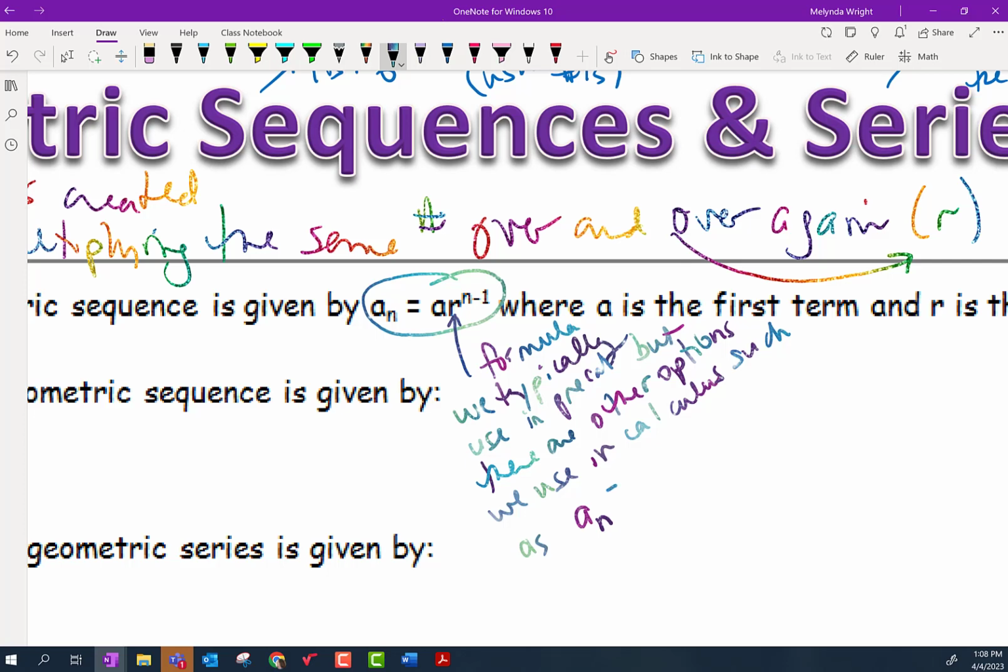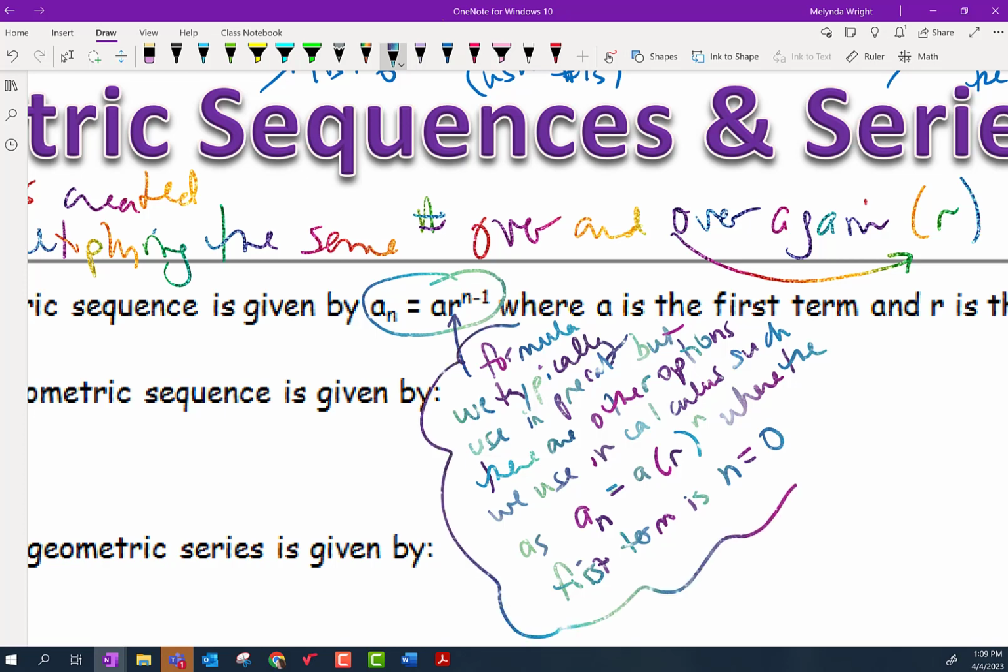a sub n equals a times r to the n, where the first term is starting with n equals 0. That's just something to note, so that you're aware. In this course we're going to use the formula a sub n equals a times r to the n minus 1, but it's not the only one possible. Actually, a more common one used in calculus is a times r to the n.